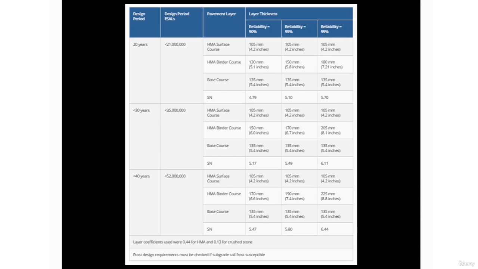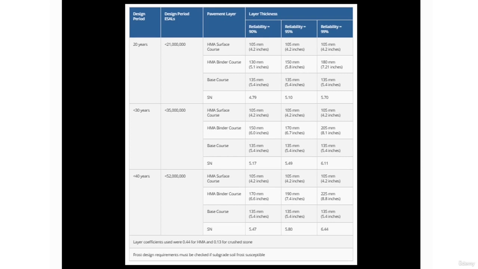So then they can go back and, if it's a municipality or the Department of Transport, they can say, okay, our budget is 30 million, or our budget is 40 million. So we want to see what we can afford, right?